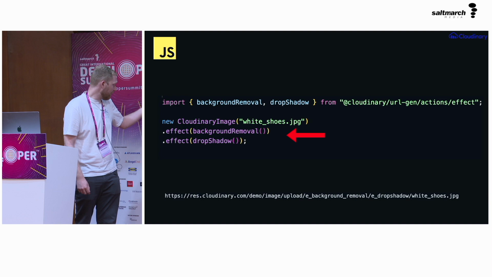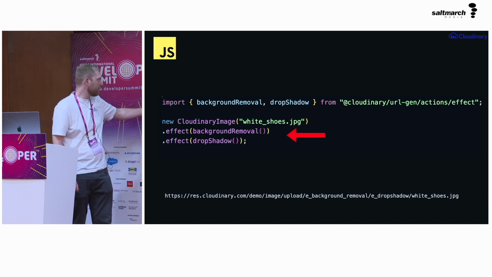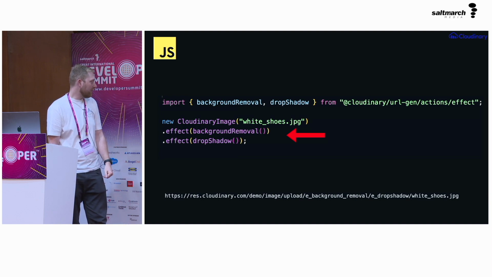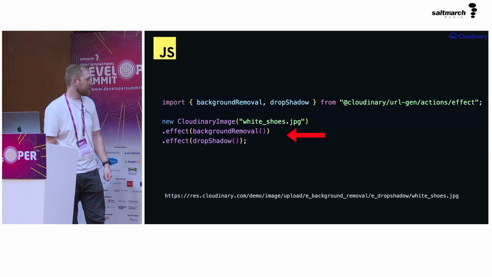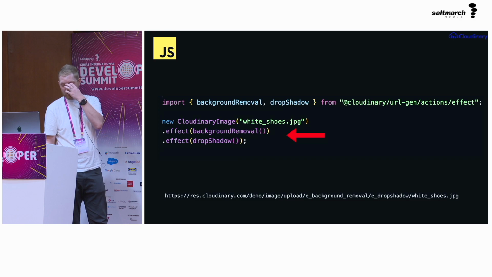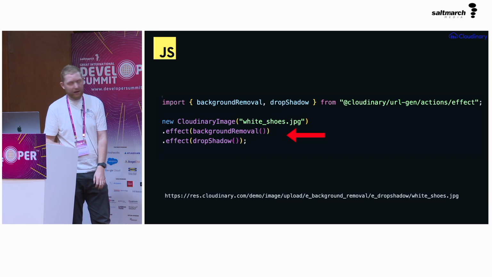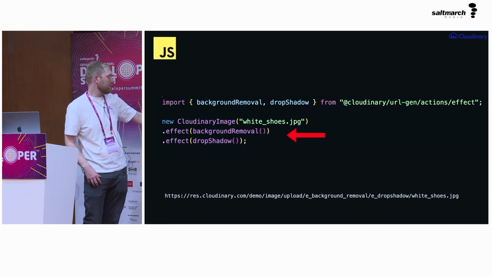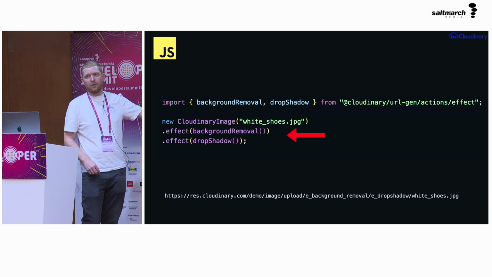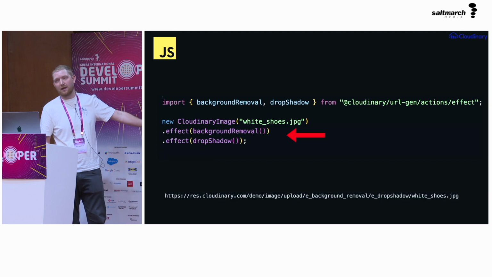And then we're just simply applying these two effects, so background removal, and then we're applying drop shadow. So 3 lines of code plus 1 line on imports. It's very quick, very short code. And at the bottom here, you can see the URL that gets generated as a response. So this would be the URL that you would use as the source for your image tag.